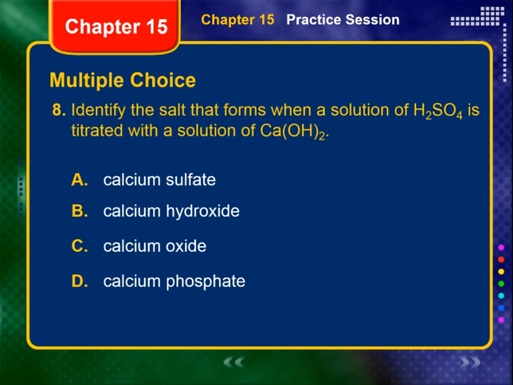Number 8. Identify the salt that forms when a solution of H₂SO4 is titrated with a solution of Ca(OH)₂, calcium hydroxide. So what salt will form? It is calcium sulfate, right? So we're going to have this acid get rid of these hydrogens. These hydrogens are gone, so we'll have sulfate left over. This is going to be the base, so after these hydroxides leave, what's left over? The calcium. Calcium sulfate.